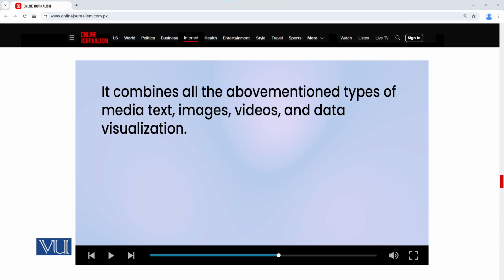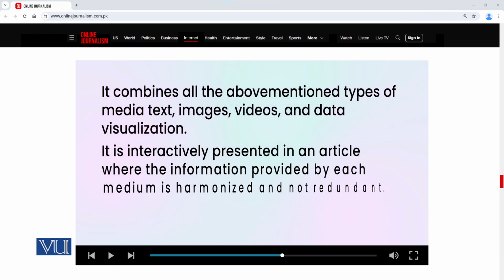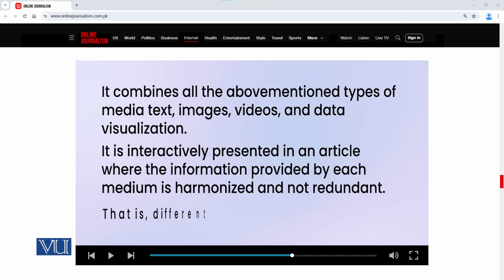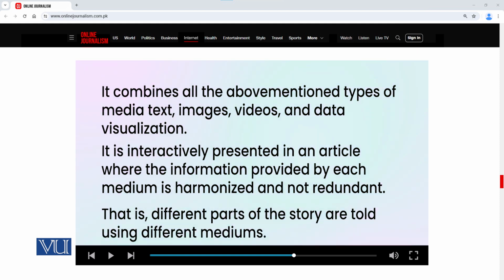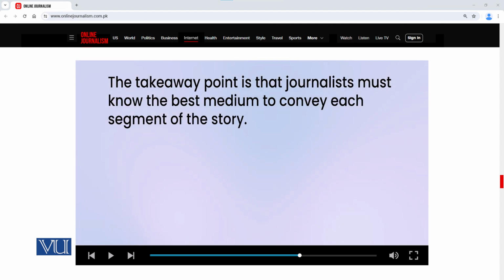And the last one combines all the above mentioned types of media: text, images, videos, and data visualization. It is interactively presented in an article where the information provided by each medium is harmonized and not redundant. That is, different parts of the story are told using different media. The takeaway point is that journalists must know the best medium to convey each segment of the story.